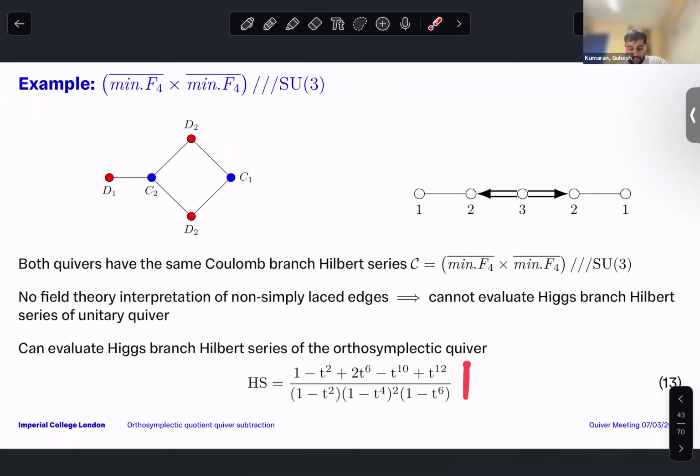So I'll leave it open like this, but it would be strange if the Coulomb branch matches, and then maybe this is some roundabout way to think about Higgs branches of non-simply laced unitary quivers through some doppelganger.